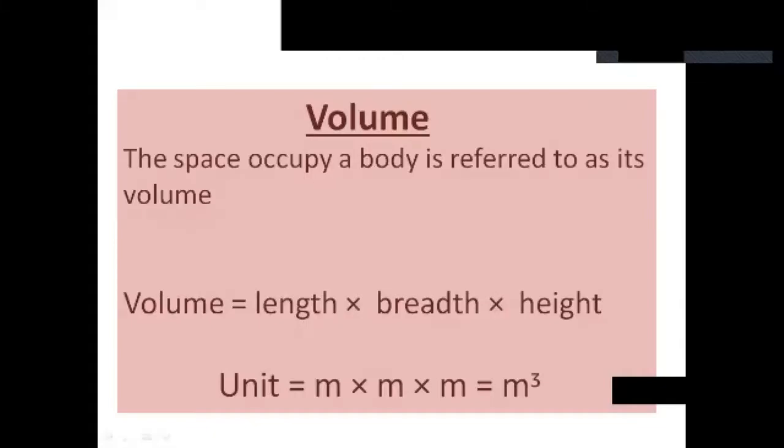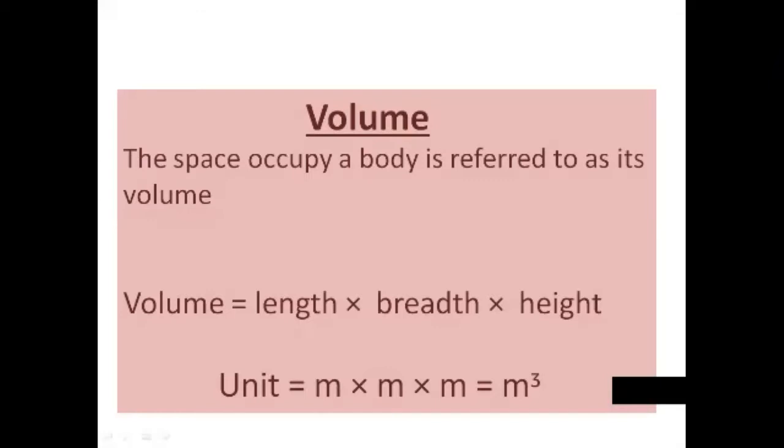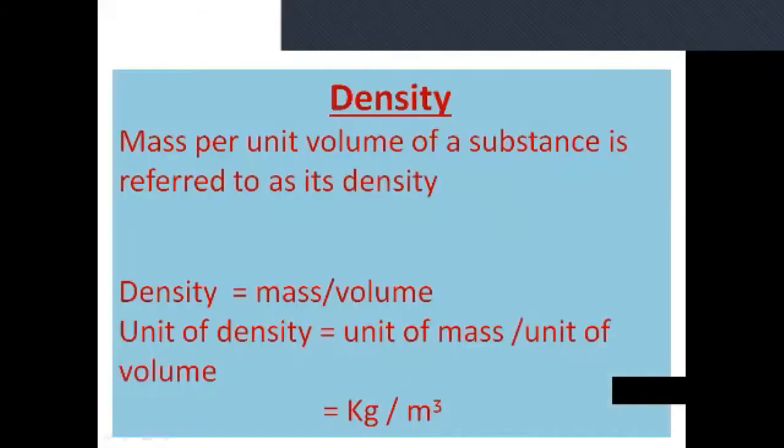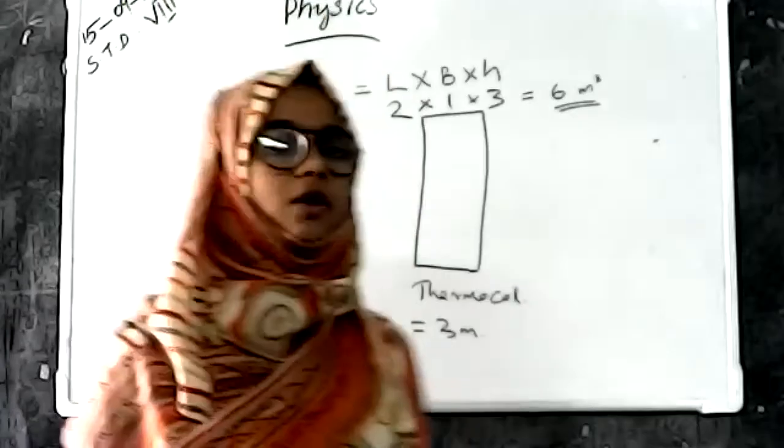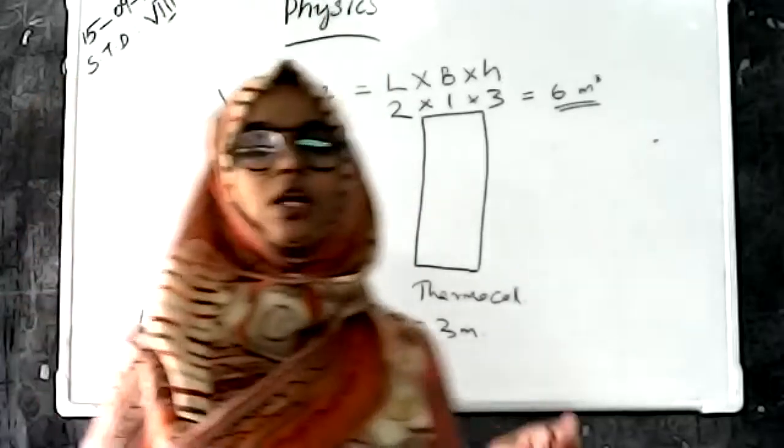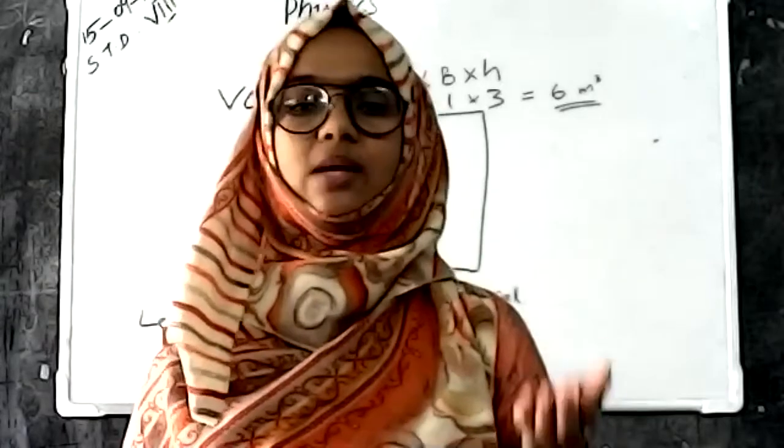Volume: the space occupied by a body is referred to as its volume. Volume is equal to length into breadth into height. And the unit of volume is meter cube. So now we define that volume is the space occupied by a body.